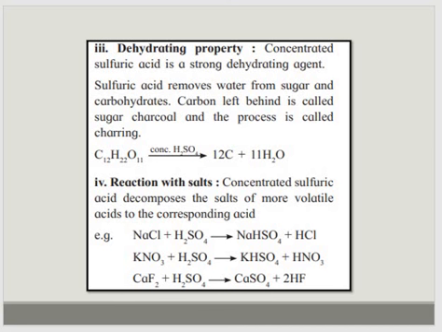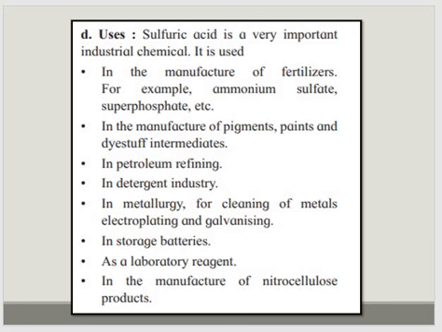These are the reactions of sulfuric acid with salts, and now the uses of sulfuric acid. Sulfuric acid is a very important industrial chemical. It is used in the manufacture of fertilizers like ammonium sulfate and superphosphate. It is used in the manufacture of pigments, paints, dyestuffs and intermediates. It is also used in petroleum refining and the detergent industry, in metallurgy for cleaning metals, electroplating and galvanizing. It is also used in storage batteries and as a laboratory reagent. And the last use is in the manufacture of nitrocellulose products.